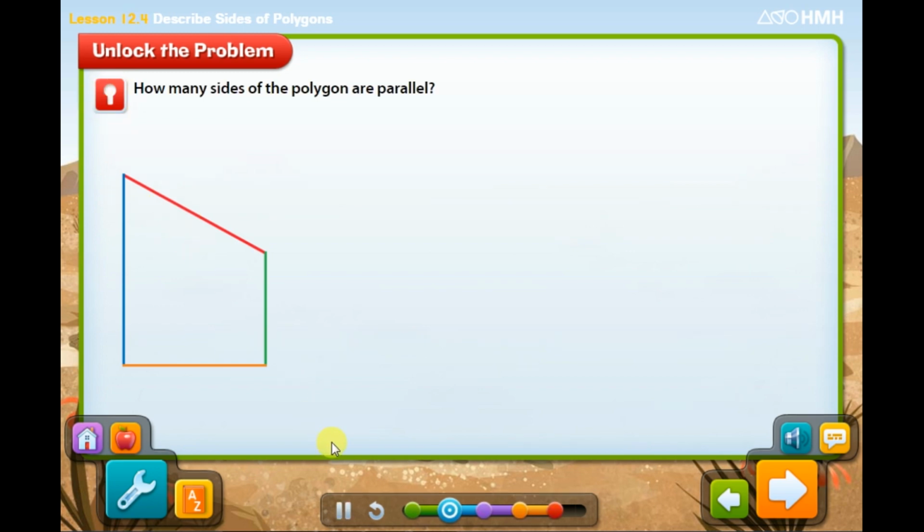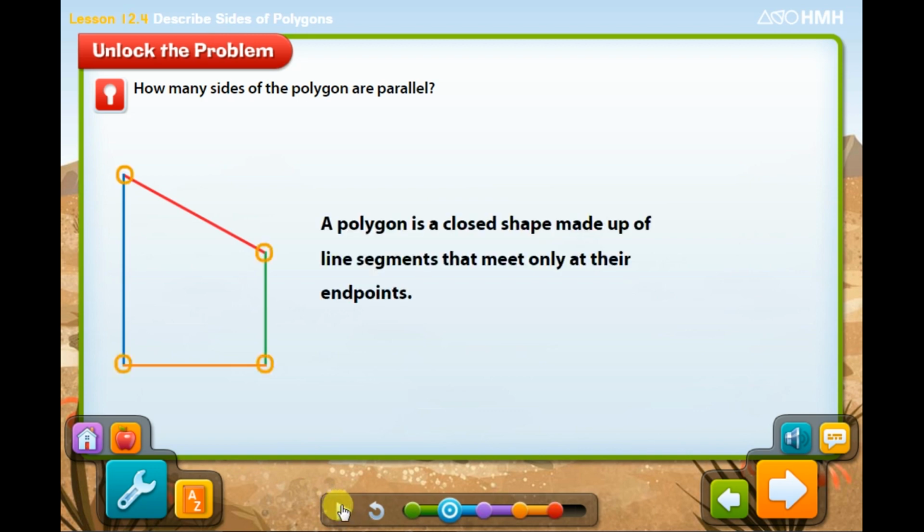To solve this problem, we need to understand what a polygon is and also learn about different types of lines. How do we know this is a polygon? First, a polygon is a closed shape made up of line segments that meet only at their end points. So it is a closed shape, plane shape, and consists of line segments that meet at ending points. Okay, let's see what the types of lines are.